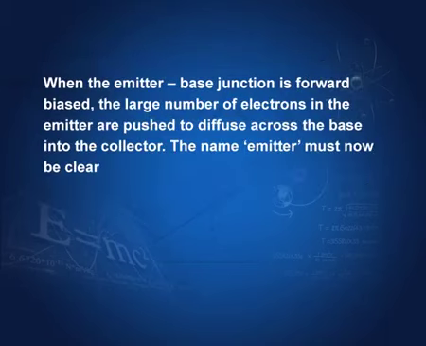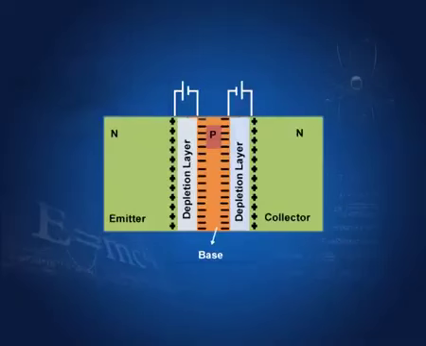emitter to the collector. When the emitter base junction is forward biased, the large number of electrons in the emitter are pushed to diffuse across the base into the collector. The name emitter must now be clear. You see, when the emitter is forward biased, it sends lot of electrons to the collector. That is why it is called emitter, as if it is emitting electrons. So, this emitter sends, when it is forward biased, large number of electrons to the collector, and therefore, this is known as emitter, and that is why that is known as a collector, because it receives electrons. So, once again the same figure, we have NPN.